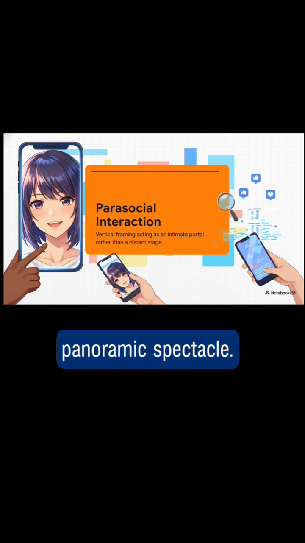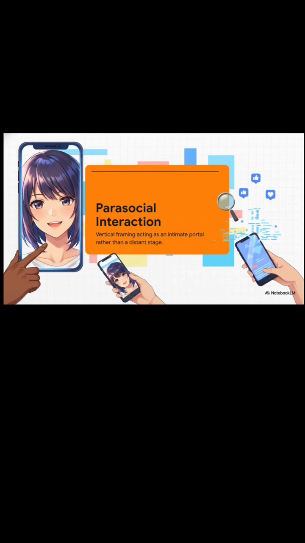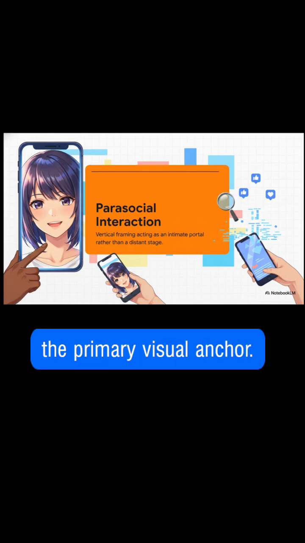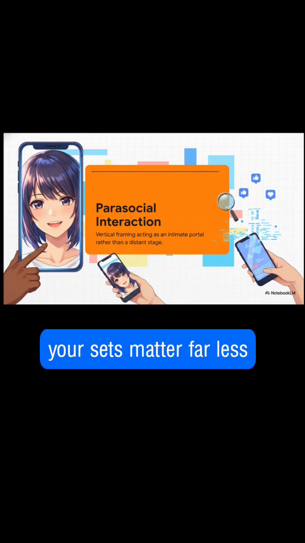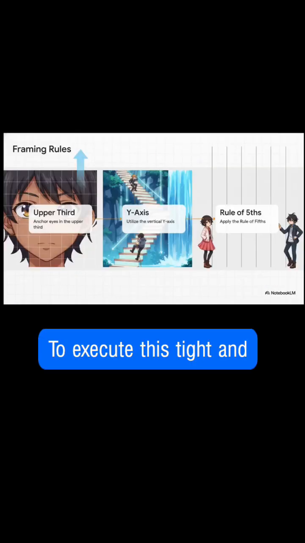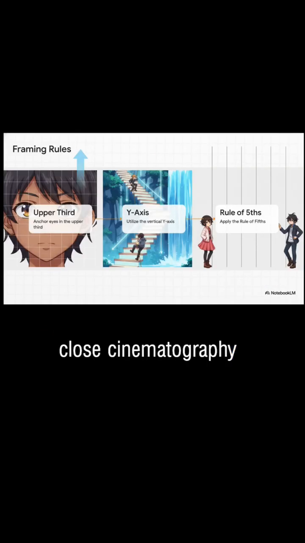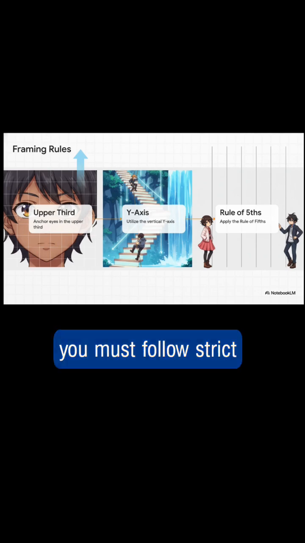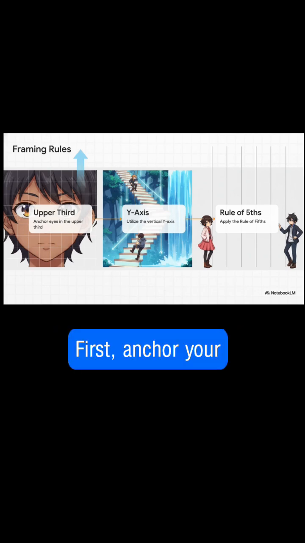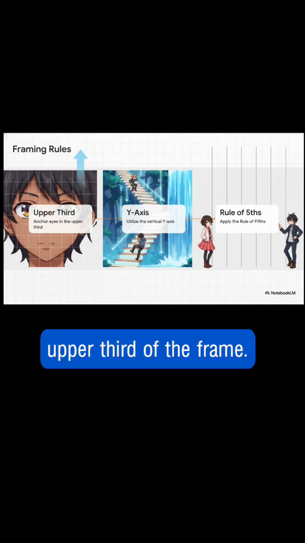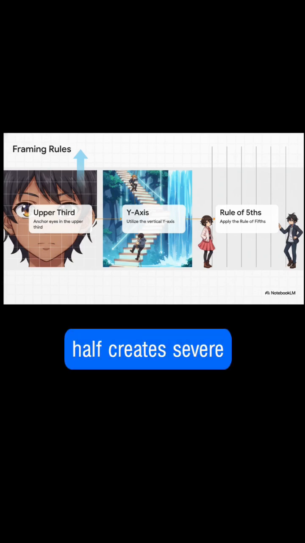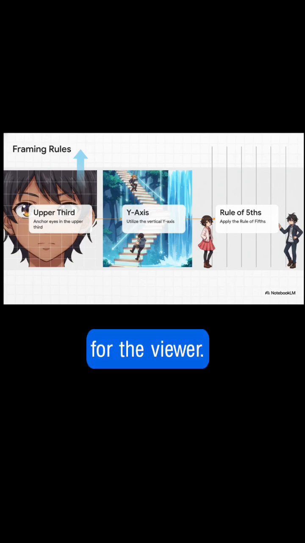You are not creating a panoramic spectacle. You are creating a claustrophobic, immediate connection where facial dominance is the primary visual anchor. Your sets matter far less than the microscopic emotional shifts on your actor's face. To execute this tight and close cinematography properly, you must follow strict mechanical steps. First, anchor your subject's eyes in the upper third of the frame. Placing eyes in the lower half creates severe psychological discomfort for the viewer.